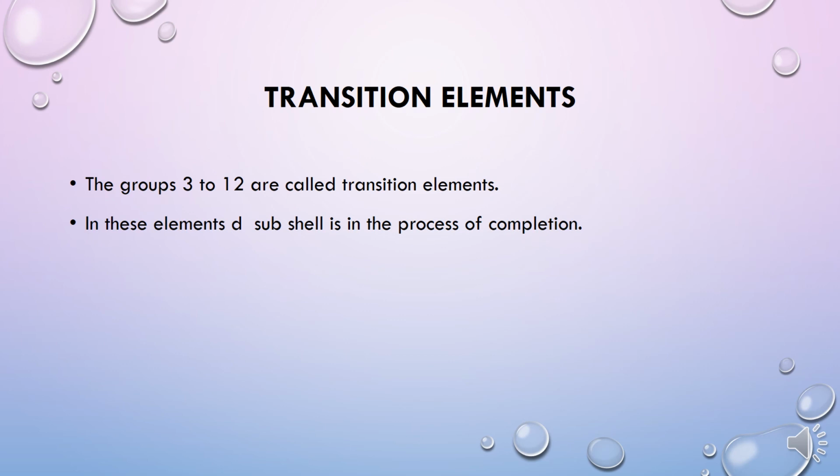What are transition elements? The groups 3 to 12 are called transition elements. In these elements, the D subshell is in the process of completion.